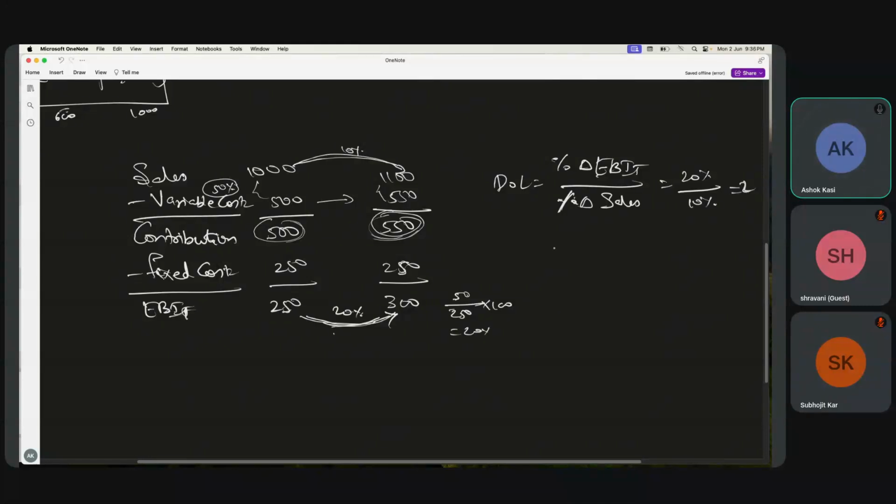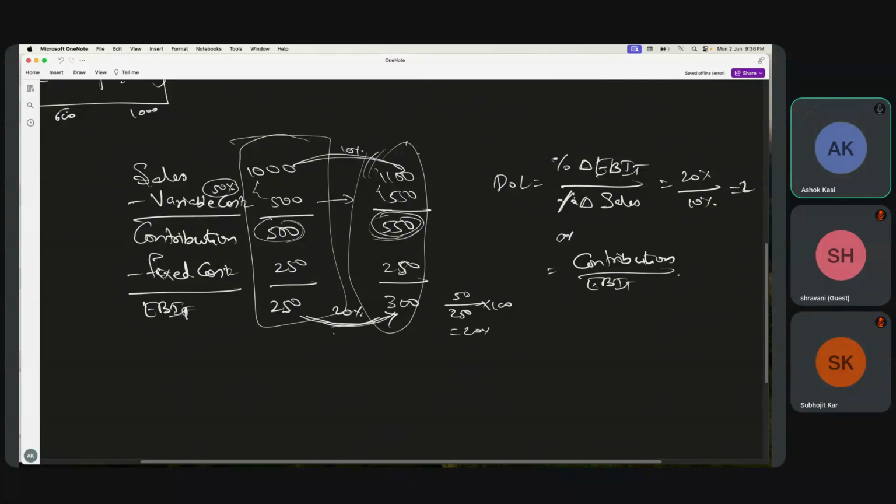Now there is one more formula also. One more formula is contribution divided by EBIT. This is for the base case scenario. Base case means, suppose the next year's data is not given, and assume you have only base year data. Then contribution divided by EBIT. You can calculate like this also. Contribution is 500 divided by EBIT is 250, equal to 2.